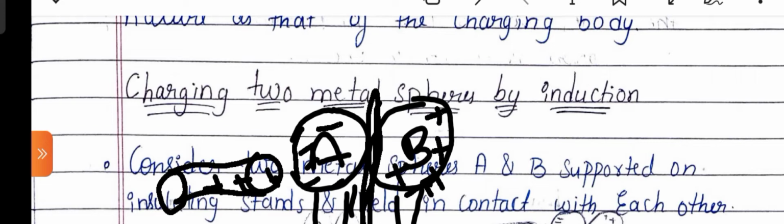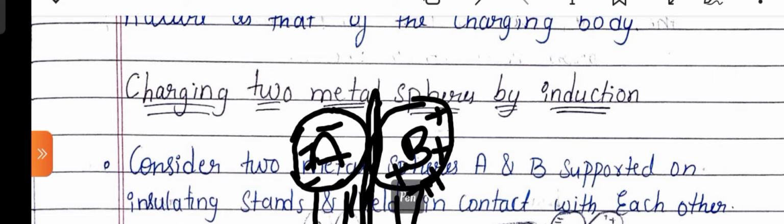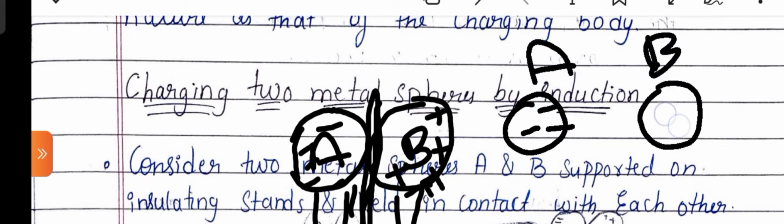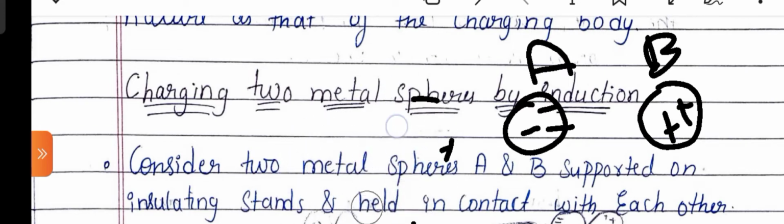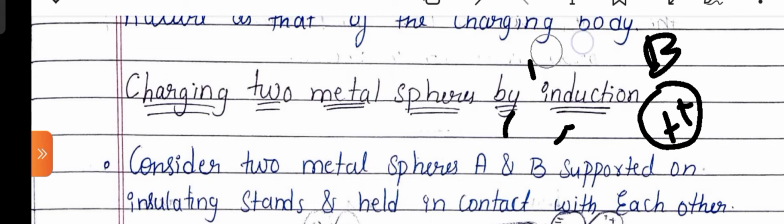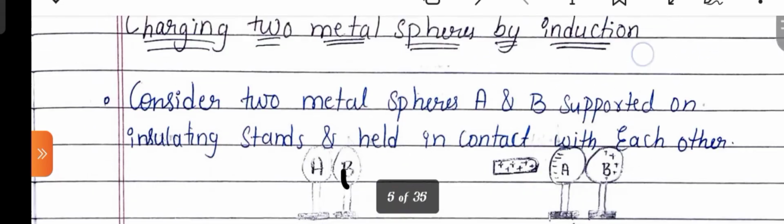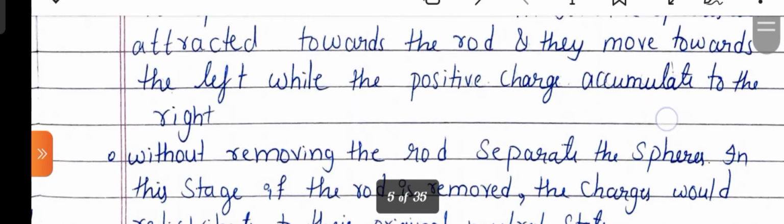Once the spheres are separated further apart and the rod is removed, A is completely negatively charged and B is completely positively charged. First we considered neutral spheres, and now we have charged spheres. Whatever I have explained is written here in the notes, and if you want, you can go through it.